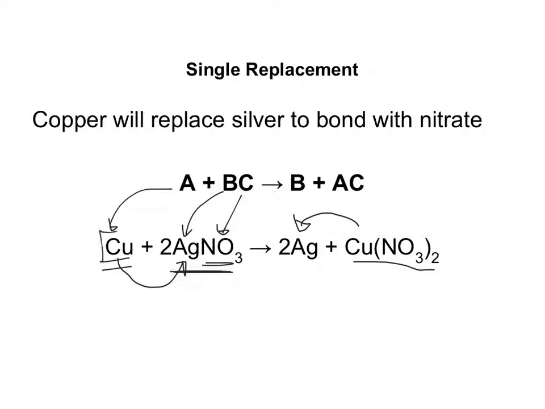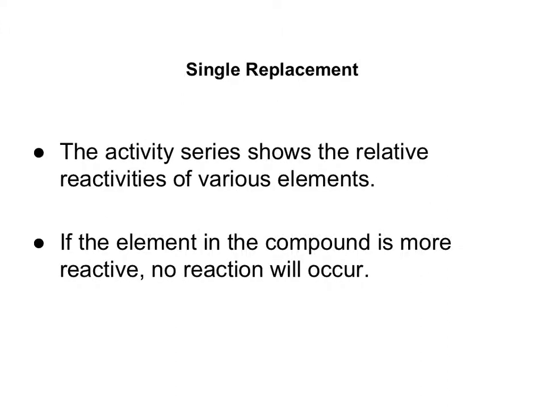So the element that starts out by itself is now in the compound over here, and the element that was in the compound is now by itself. So they've traded places. How do we know which elements are more reactive? Because it's the more reactive elements that displace the less reactive elements.